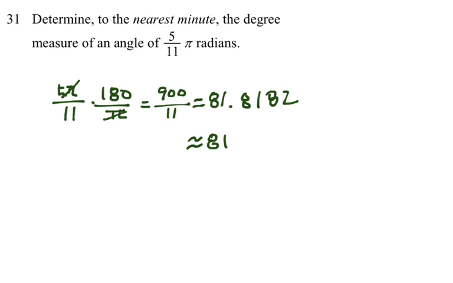But for the 0.8182 portion, that fraction of a degree, to turn it into minutes you just have to multiply it by 60. Then you will get 49 minutes. That becomes our answer.